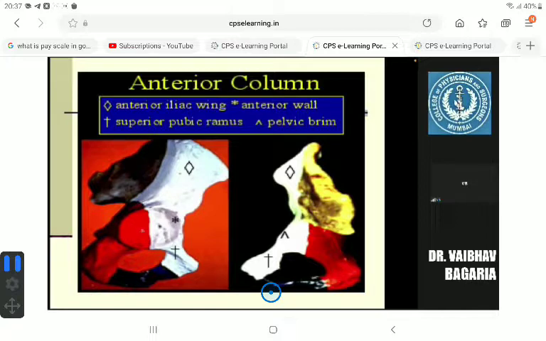The blue and the amber colored are not traditionally considered part of the columns. That's the sciatic buttress on the top, and that's the inferior pubic rami. So this is a very important picture that all of you must remember, what is the anterior column and what is the posterior column.